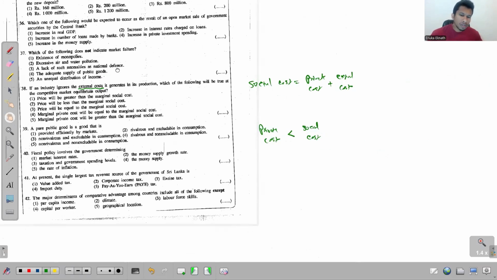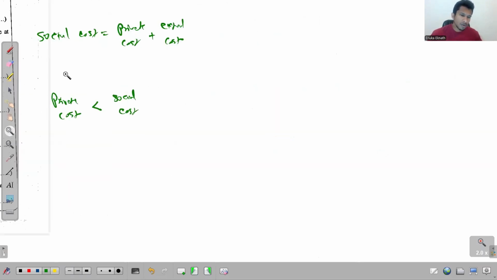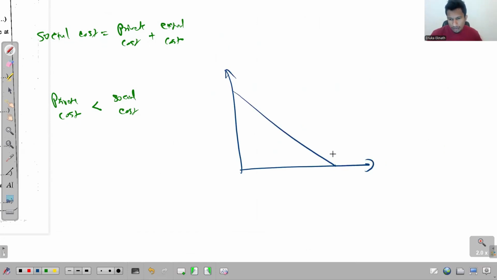So if I just draw the diagrams related to this, you will be able to understand this better. So imagine this is the set of diagrams, I mean the demand curve and the supply curve based on marginal private benefit and marginal private cost.